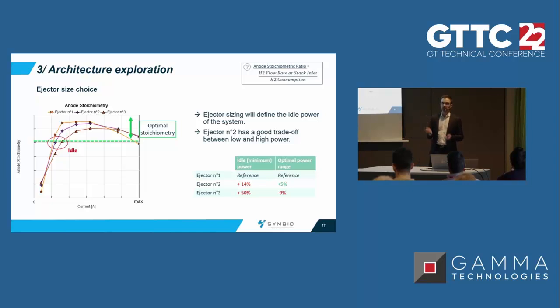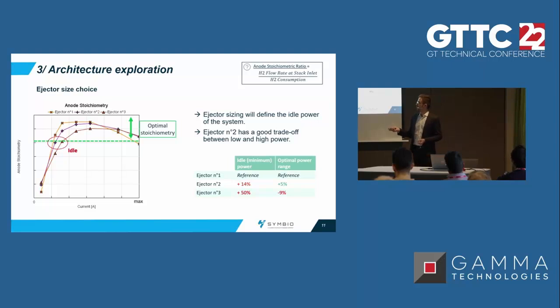In order to study the ejector, I'm going to introduce the anode stoichiometry on the top right. So it's defined by the total amount of hydrogen coming into the stack divided by the amount of hydrogen that is consumed by the reaction. And usually, as I said, we go way above 1 for the fuel cell.